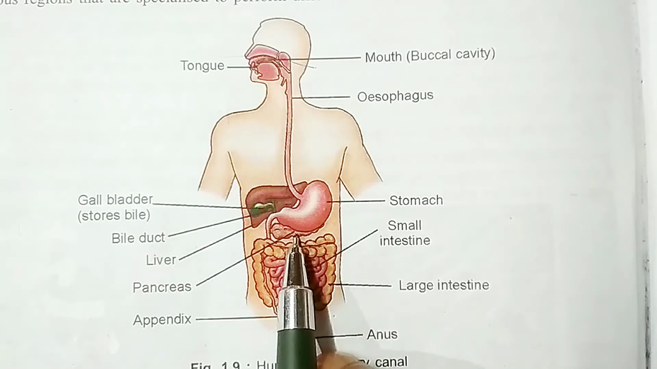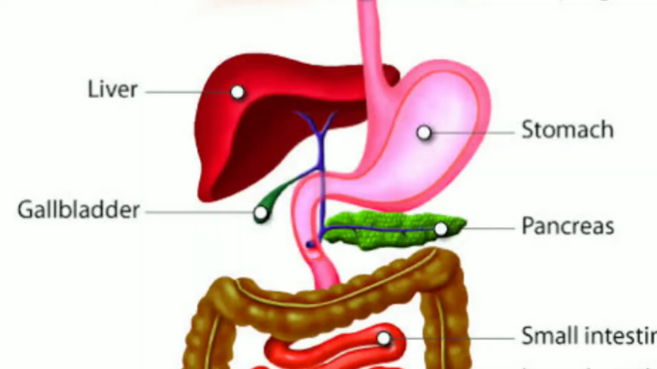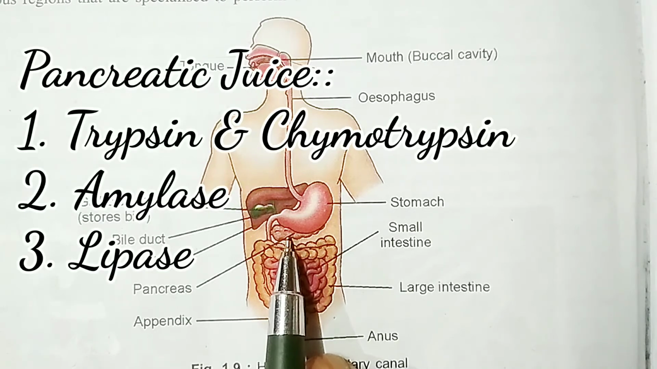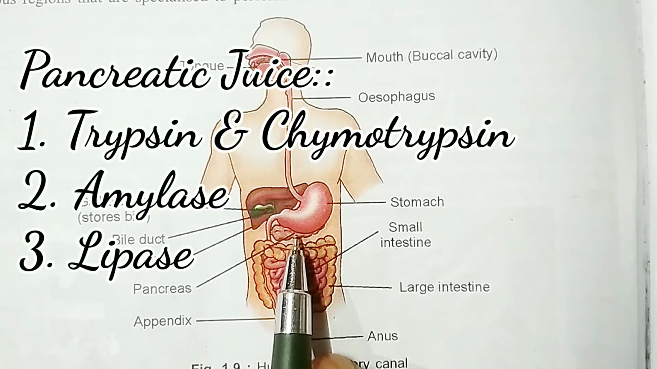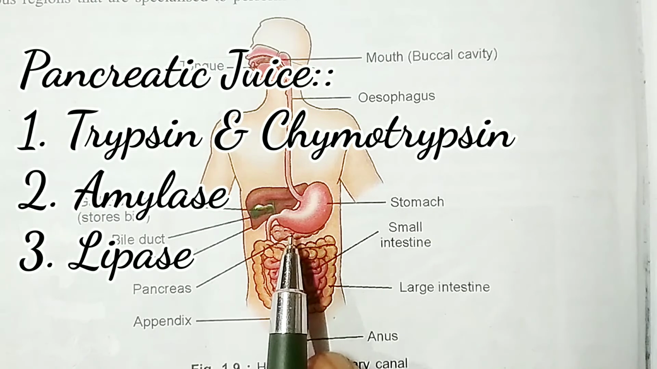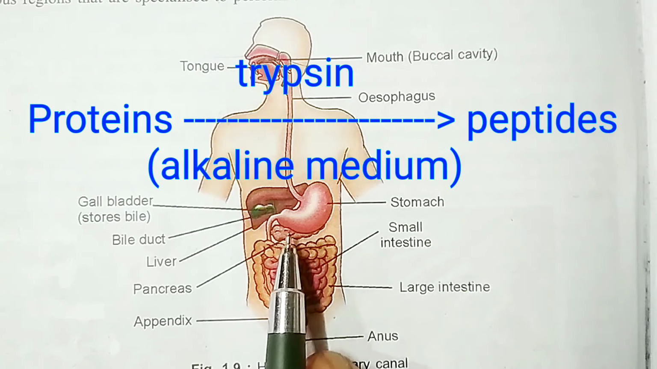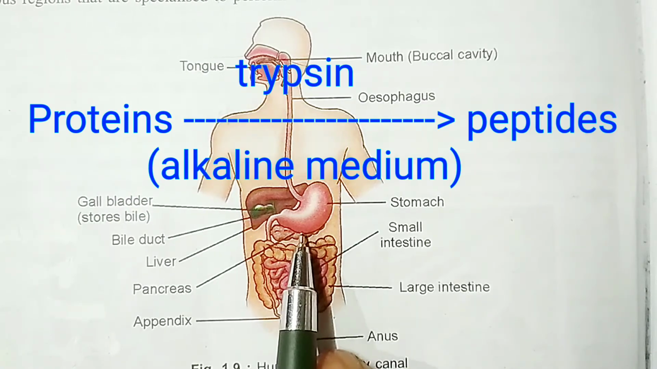Now in the pancreas, in the pancreatic juice, there are different types of enzymes. There are 4 enzymes present in pancreatic juice, namely trypsin and chymotrypsin. These 2 help in the digestion of proteins. Next are amylase and lipase. This trypsin and chymotrypsin help in the digestion of proteins, where they convert proteins to peptides.